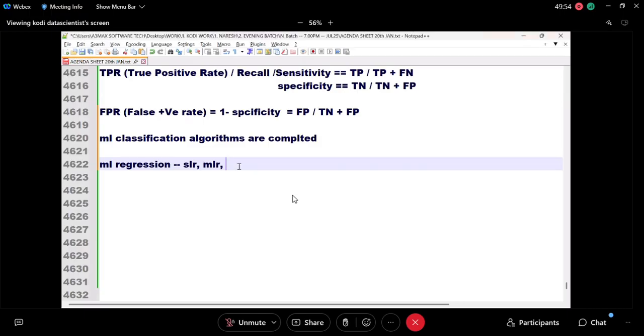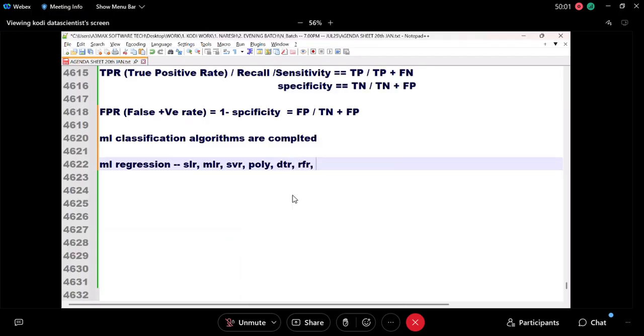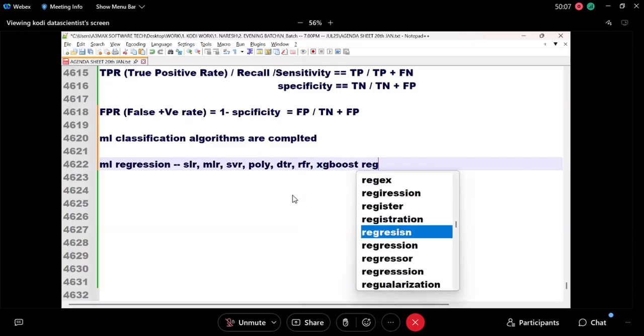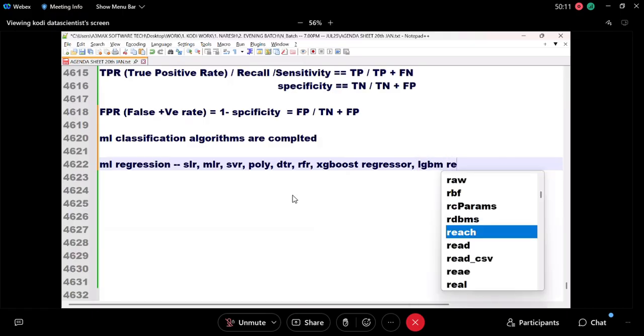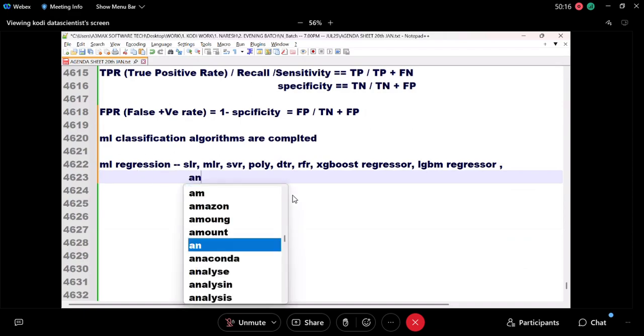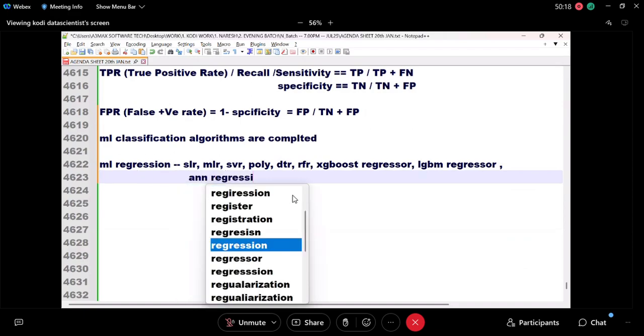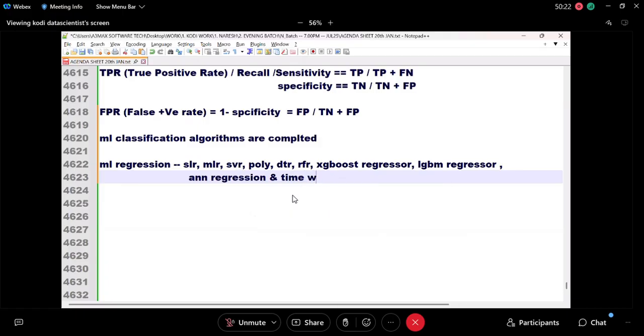That's good. SLR, MLR, SVR, Poly, DTR, random forest regressors, and LGBM, XGBoost regressors. Can you apply them or not? I think this is not a big challenge. LGBM regressor. ANN I'll teach. Pending is ANN regressions and time series. Okay, time series is pending.